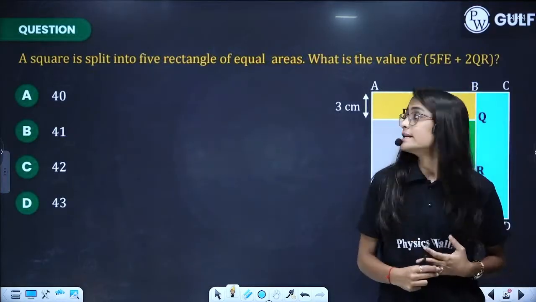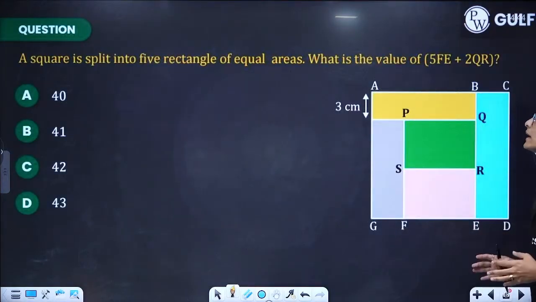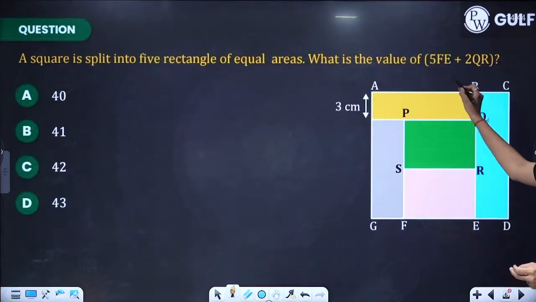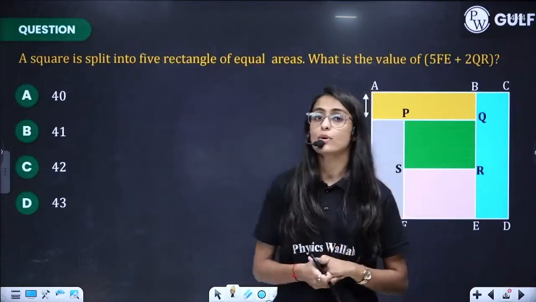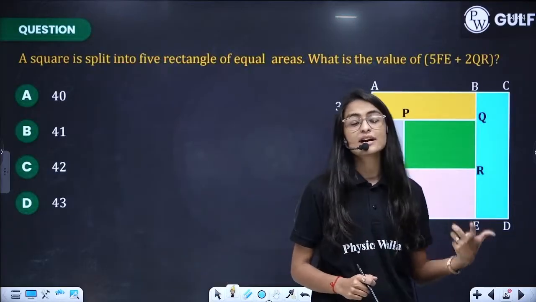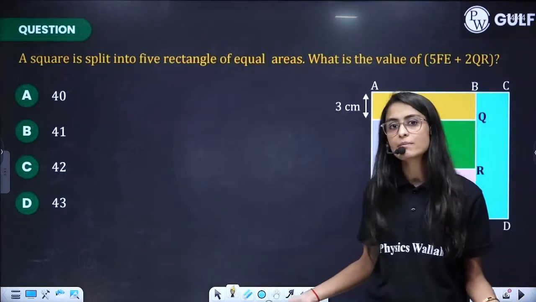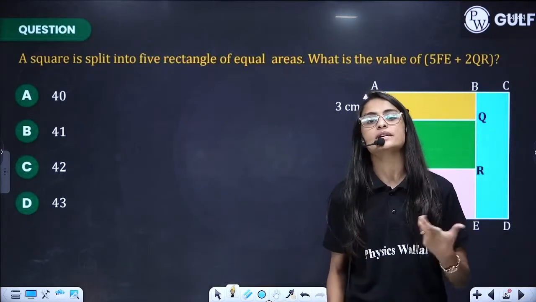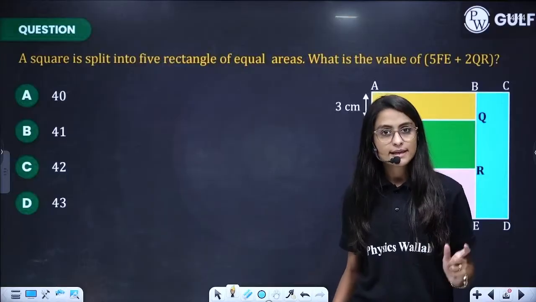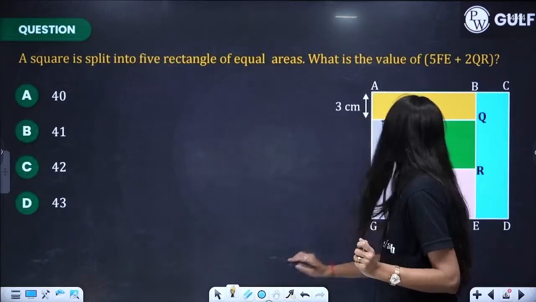Here, a square is split up into 5 rectangles of equal areas. What's the value of 5 FE plus 2 QR? Although we have a square, the portions which it is divided into are not equal. They have equal areas, but they might have different perimeters, so we cannot say anything about their sides directly. So let us assume a few variables.